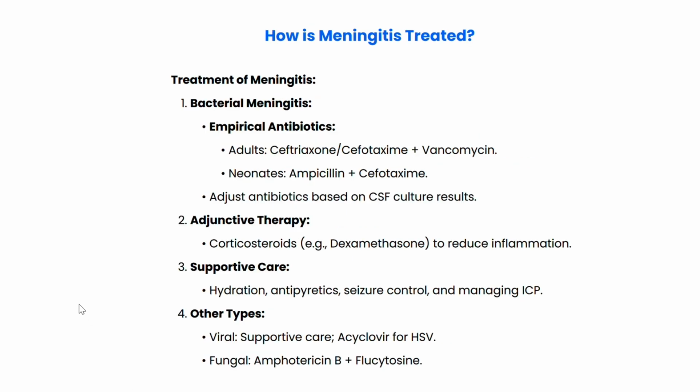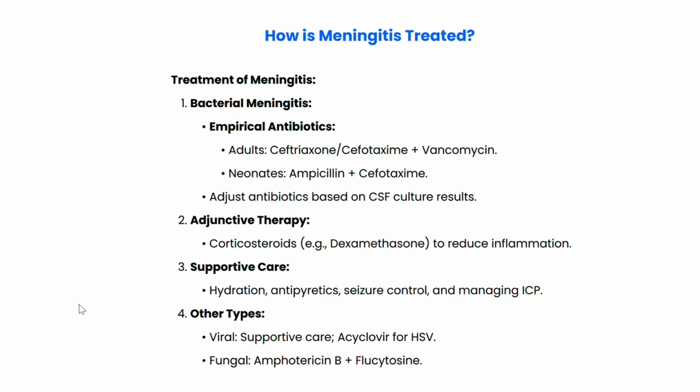Treating meningitis depends on its causes, but bacterial meningitis requires urgent and aggressive management. Treatment involves hospitalization and often starts even before diagnostic results are confirmed, especially if bacterial meningitis is suspected. First and foremost, empirical antibiotics are initiated based on the most likely pathogens for the patient's age and risk factors. Once the bacteria are identified through CSF culture, the antibiotics can be adjusted accordingly.